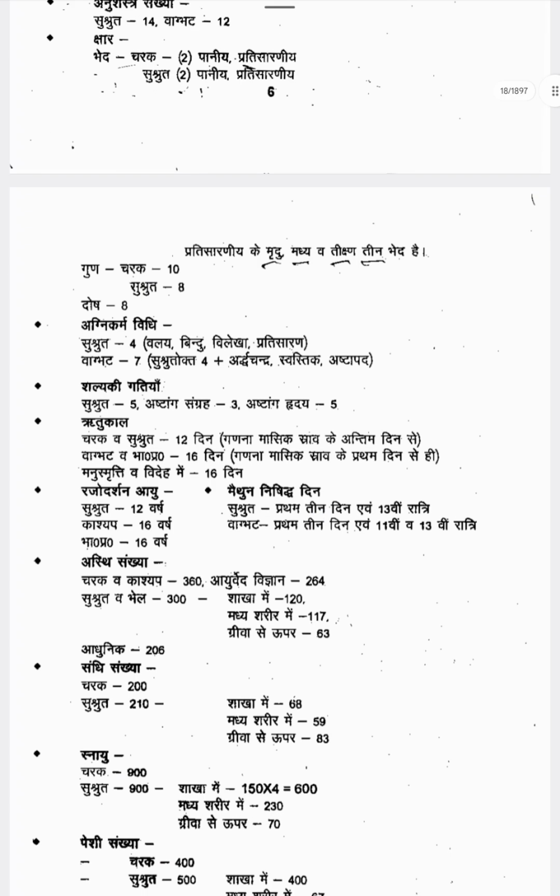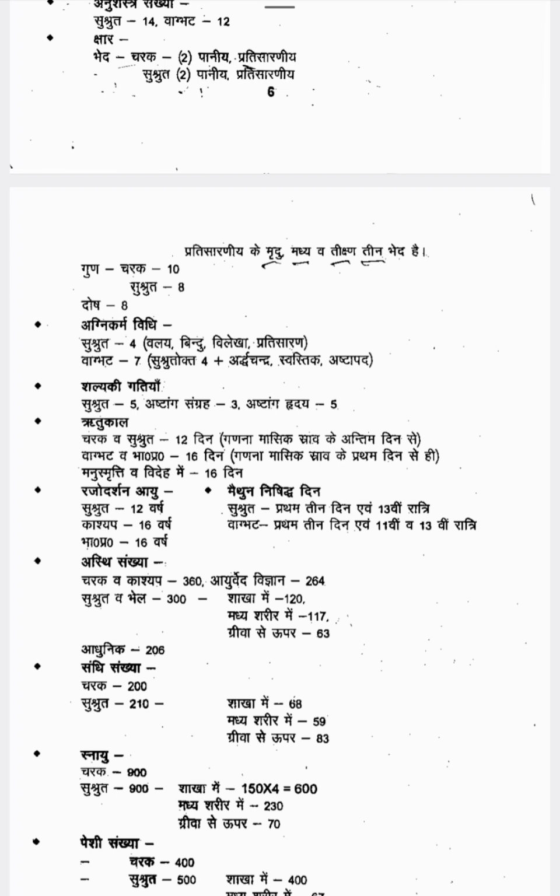Next one is Agni Karma. Sushruta has mentioned 4 types of Agni Karma, like four methods in which we can do Agni Karma. That is Valaya, Bindu, Vilekha, Pradisarana. These are the shapes of the Agni Karma. In these 4 shapes you will be doing the Agni Karma according to Sushruta: Valaya, Bindu, Vilekha, Pradisarana.